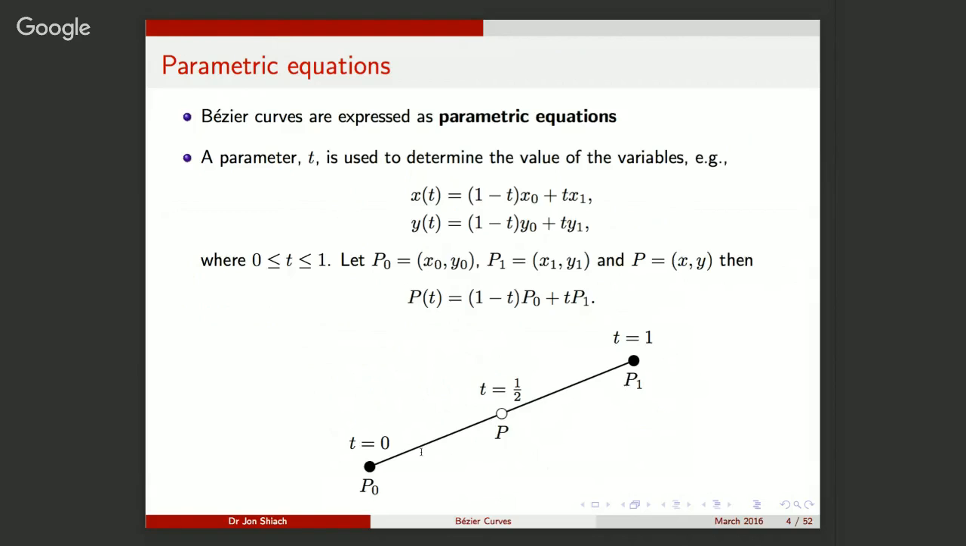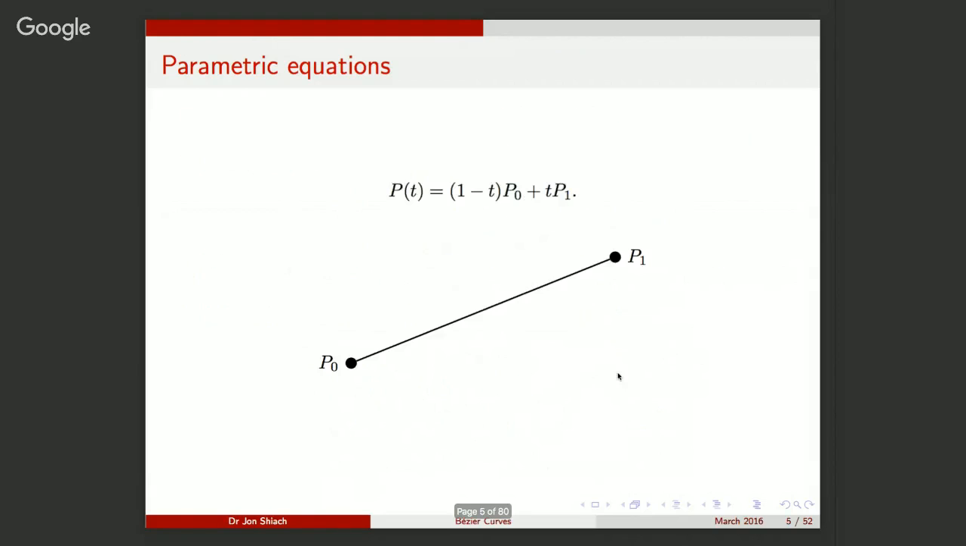These are the parametric equations of a straight line. So 1 minus t times your first x coordinate plus t times your second x coordinate. And that'll give you points along this line. So there's our line. That's a parametric equation of the straight line. So p is going to be my coordinates of the point at the parameter t, and p0 and p1 are my start and end points on this line. So when t is equal to 0, 1 minus t would be 1, and t times p1 will be 0. So when t is equal to 0, p would equal p0.